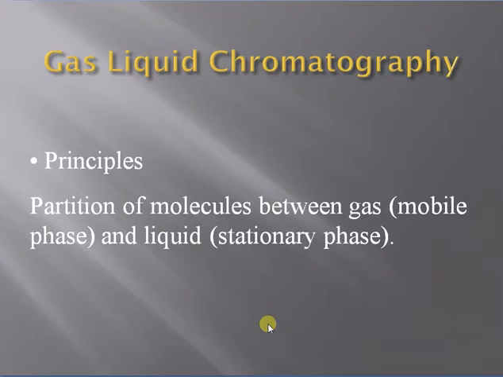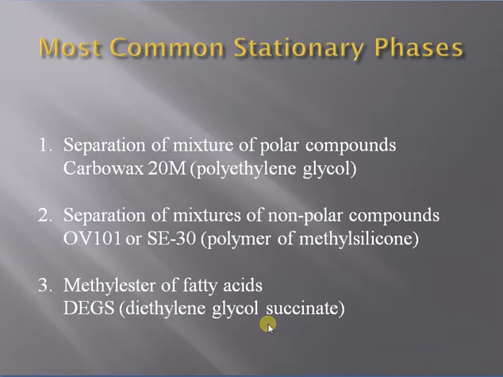Today we are discussing gas liquid chromatography, the principle of partition of molecules between the gas mobile phase and liquid stationary phase. Most common stationary phases: separation of mixtures of polar compounds, carboxylic acids and similar molecules, with polyethylene glycol; separation of mixtures of non-polar components with Apiezon, OV-1, or SE-30 and polymer methyl silicone, and methyl esters of fatty acids.